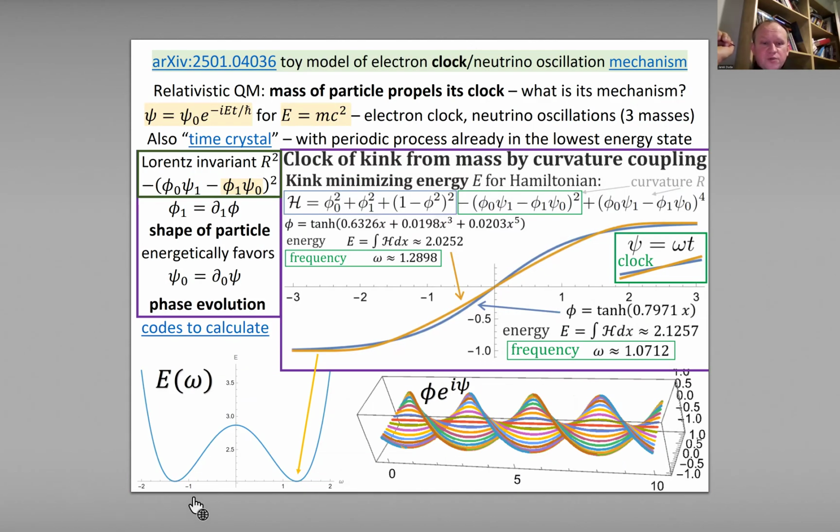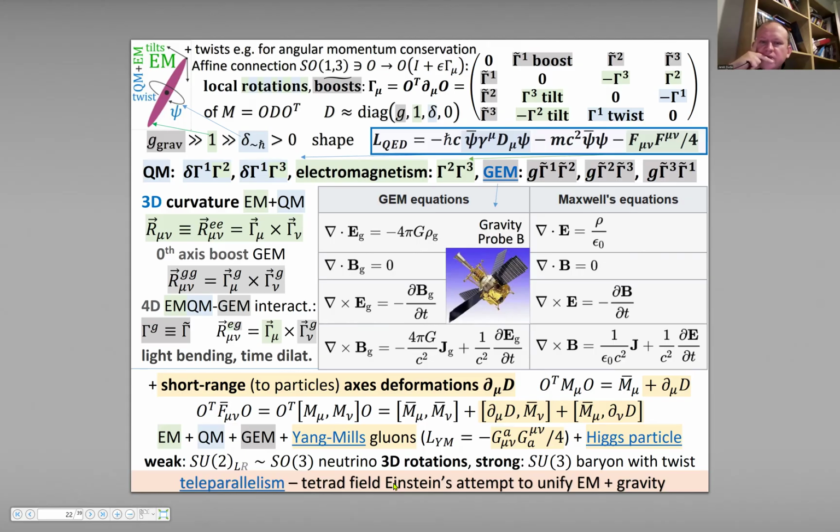Generally, this approach is also called teleparallelism by Einstein. So we have a field of four vectors which can rotate and boost, to unify electromagnetism and gravity. He tried to do it, but did not succeed.